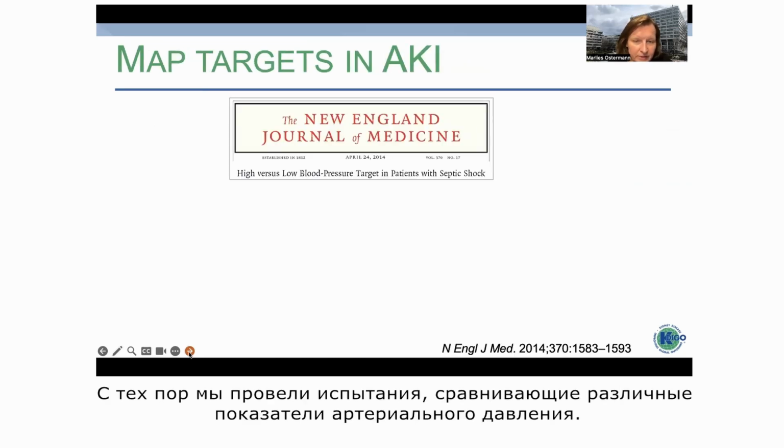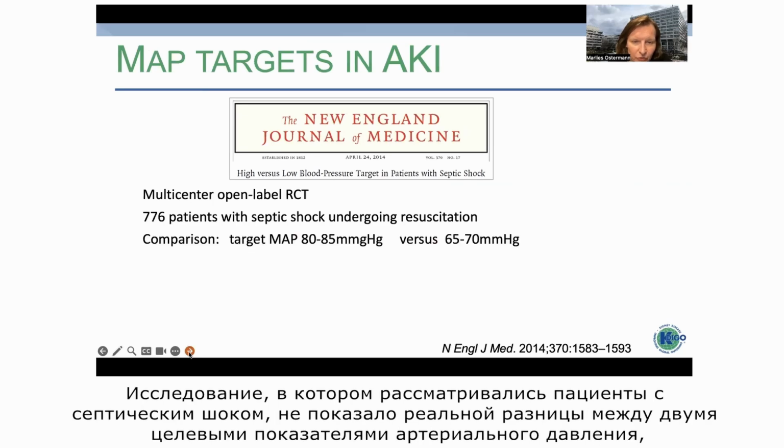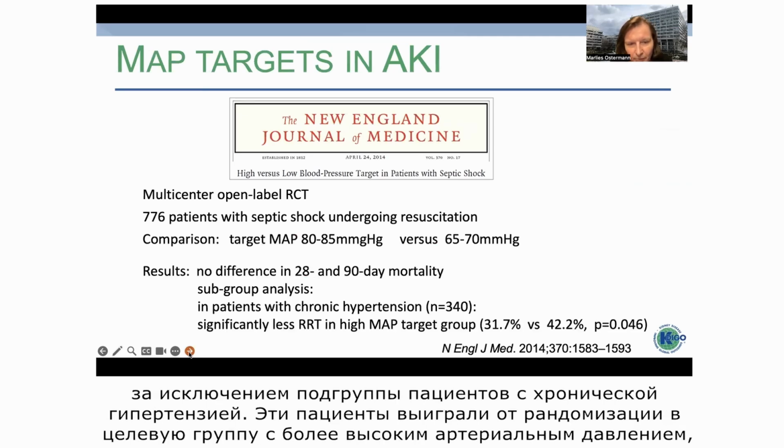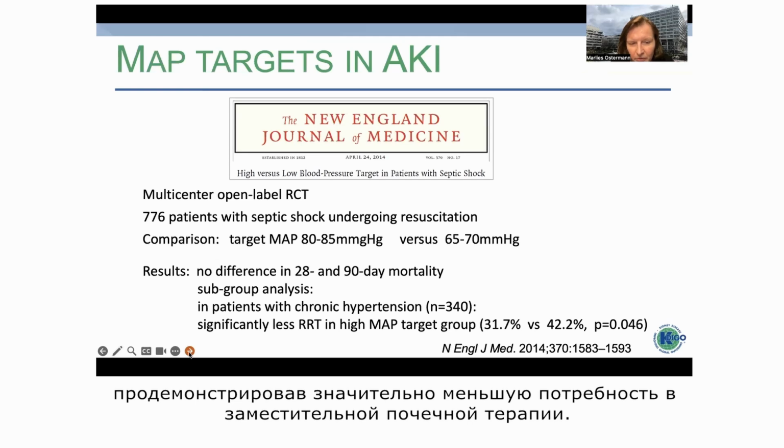Since then, we've had trials comparing different blood pressure targets. And certainly this trial, looking at patients with septic shock, showed no real difference between two blood pressure targets, apart from the subgroup of patients with chronic hypertension. These patients benefited from being randomized to the higher blood pressure target group, showing a significantly lower requirement for renal replacement therapy.